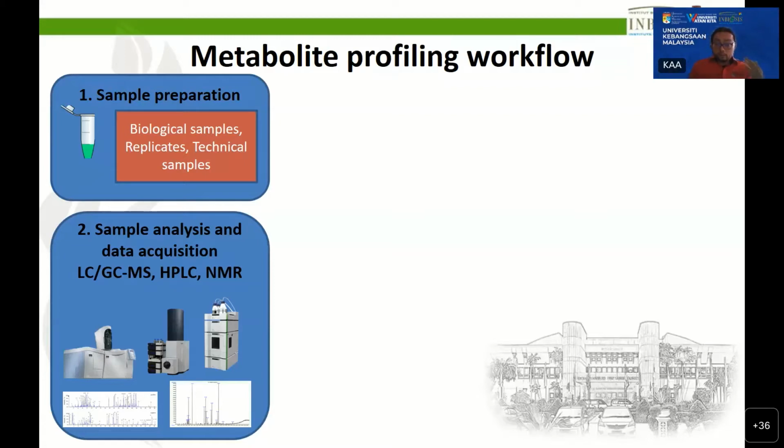You can also do metabolic profiling using HPLC, whereby you need to have standards because you cannot do identification using HPLC. And there are a lot of publications that use NMR for metabolic profiling, especially in the area of metabonomics, whereby they analyze fluid samples from the body, from urine, from blood, etc.